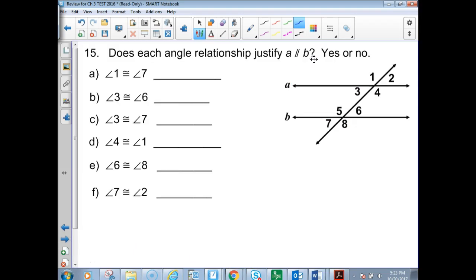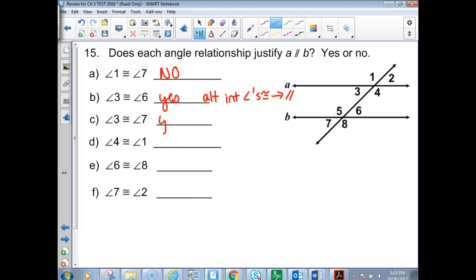Each angle relationship, justify A being parallel to B. Well, angle 1 and 7 being congruent would be a big no. Those are not in any relationship. That's just yes or no. Angle 3 congruent to angle 6 would be yes, because if alternate interior angles are congruent, then the lines are parallel. So this would be the reason: alternate interior angles congruent implies parallel lines.